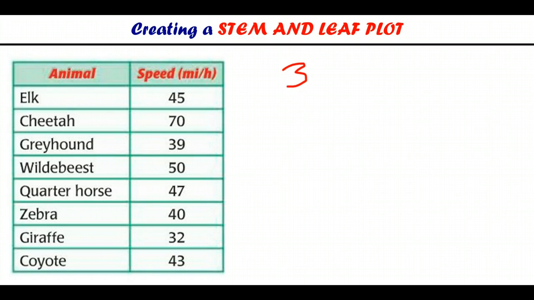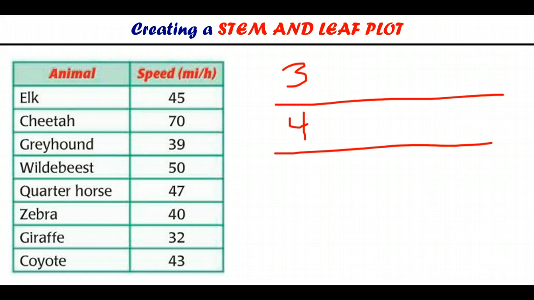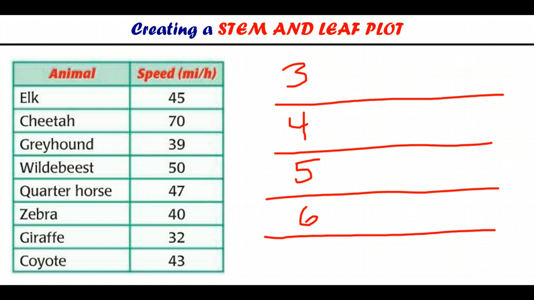We have some 3s, we have some 4s, we have some 5s. We don't have any 6s, but I'm going to include them because it's important with a stem and leaf plot to include all of the different possible stems. Even if there is nothing in the stem, we need to include every stem in order. 6 is a possible stem, even though we don't have a 6 as an actual stem in this data set.